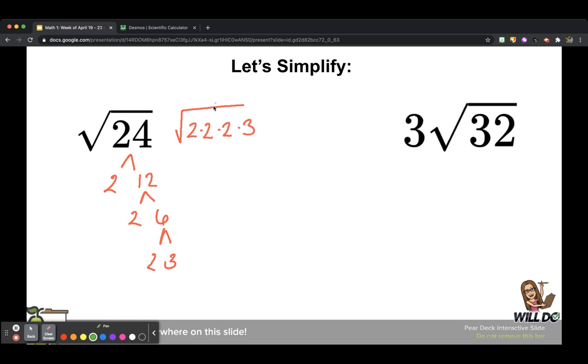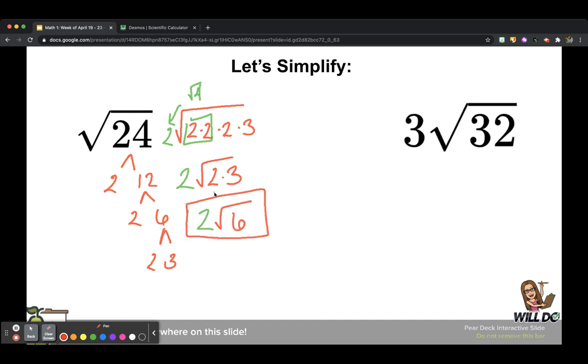Okay, I see a perfect square of 2 times 2. I know that is the square root of 4, and I can take a 2 out. So I have 2 with a radical of 2 times 3 left over. So the final form is 2 square root of 6. Okay, here is your final answer. Okay, so now let's take it a step further.